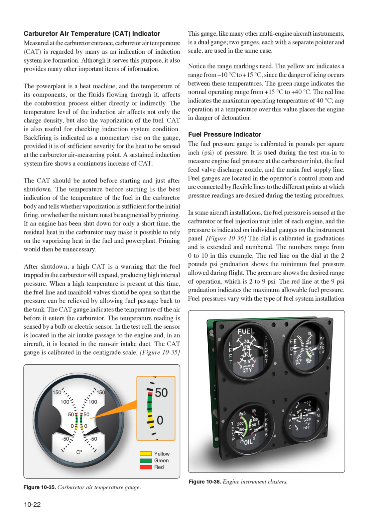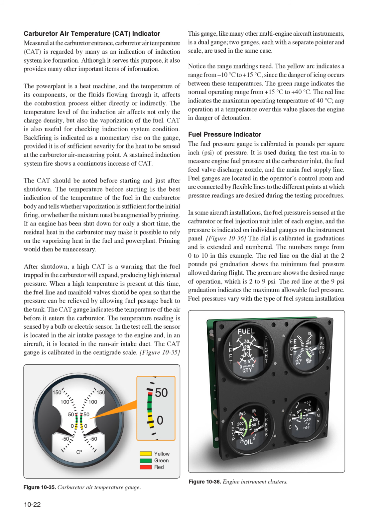The CAT should be noted before starting and just after shutdown. The temperature before starting is the best indication of the temperature of the fuel in the carburetor body and tells whether vaporization is sufficient for the initial firing, or whether the mixture must be augmented by priming. If an engine has been shut down for only a short time, the residual heat in the carburetor may make it possible to rely on the vaporizing heat in the fuel and power plant. Priming would then be unnecessary.